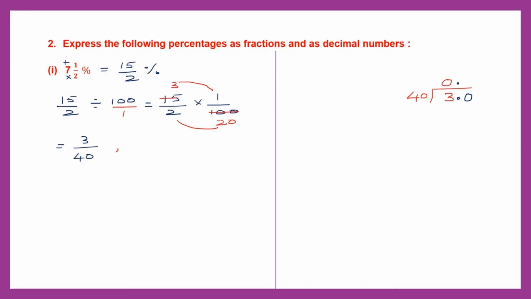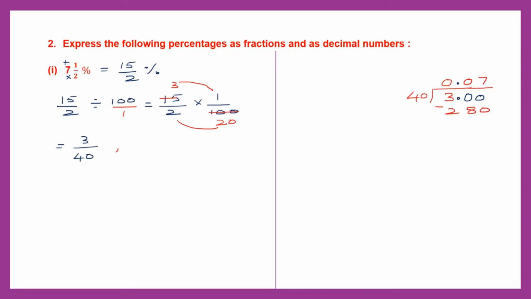Now 40 and 30. You can see that 30 is still smaller than 40. So I'm going to put one more 0 here, and I'm going to consider this as 300. Now I'm going to divide 300 by 40. 4 into 7 is 28. So 40 into 7 is 280.